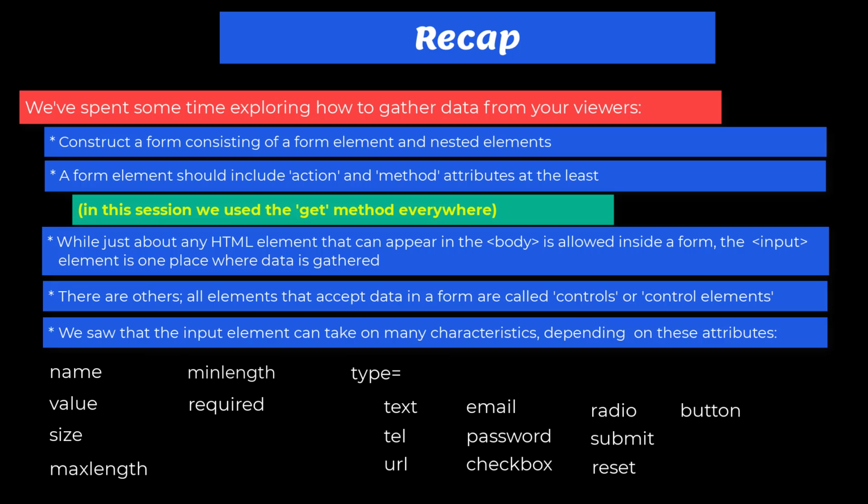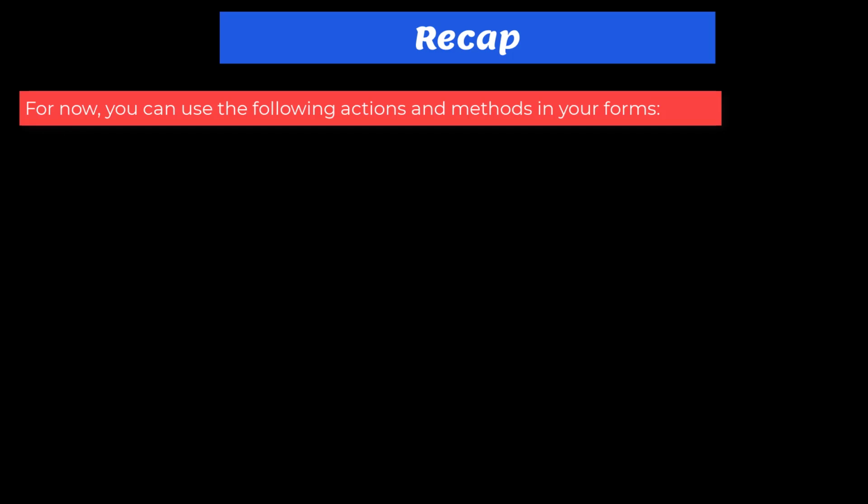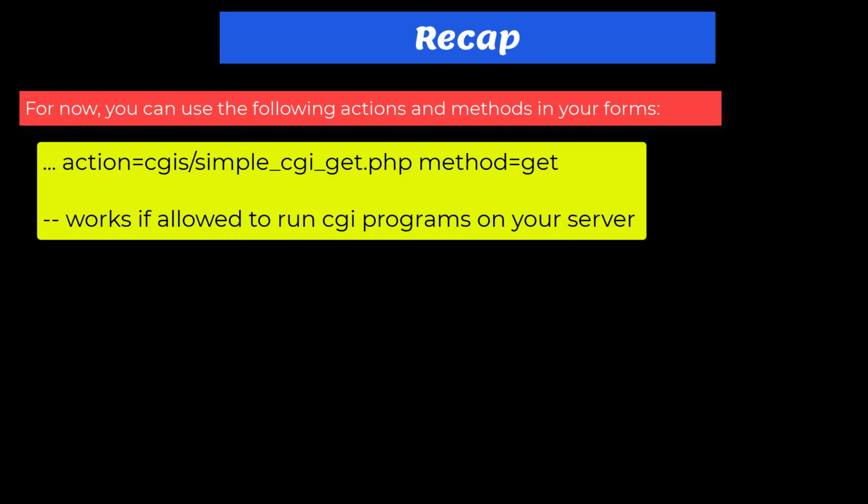While it is somewhat frustrating right now not to be able to do anything with the data you gather, we're playing a long game here, building up the tools you will need to make your websites truly interactive. For now, you can use the following actions and methods in your forms. Action equals CGIs/simple_cgi_get.php with method equals get. And this works if you are allowed to run CGI programs on your server.